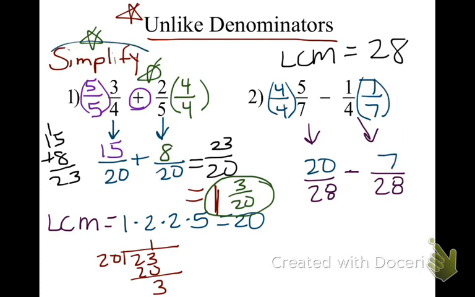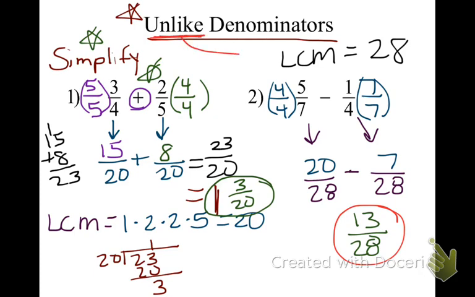Now remember, we have to simplify. So what's 20 minus 7? That's going to give me 13 over 28. And you ask yourself, can I simplify this again? The answer is no. So my final answer is going to be 13 over 28. So make sure when you're dealing with an unlike denominator, you need to find the least common multiple in order to simplify these problems.